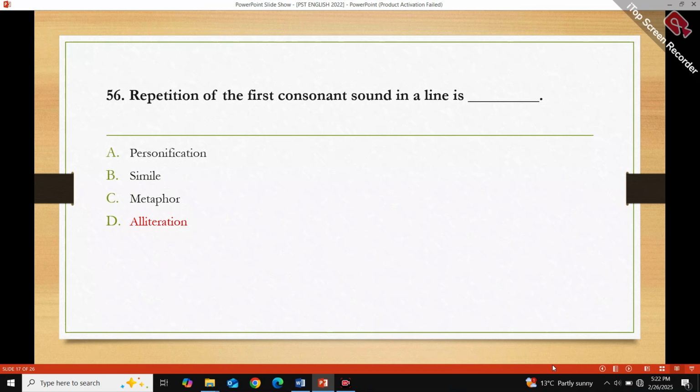And the next one is alliteration. Alliteration is the repetition of the initial consonant sound in a series of words. The best example of alliteration is baby boy. The ba sound in baby and the ba sound in boy at the start. Baby boy is an example of alliteration.